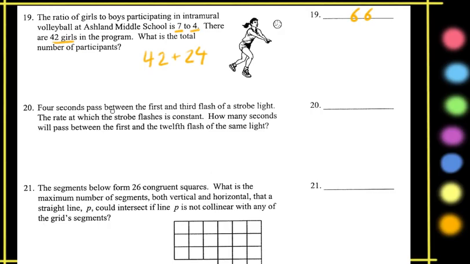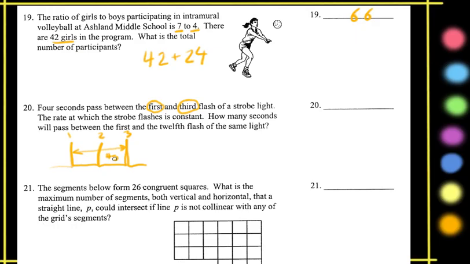Okay, 4 seconds pass between the first and the third flash of a strobe light. The rate at which the strobe light flashes is constant. How many seconds will pass between the first and the 12th flash of the same light? Okay, so you can imagine the light flashes the first time, then it flashes the second time, then it flashes the third time. There's some amount of time between these. This is flash 1, flash 2, flash 3. And that time is equal to 4 seconds, right?